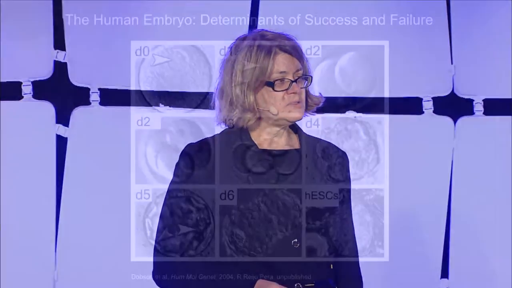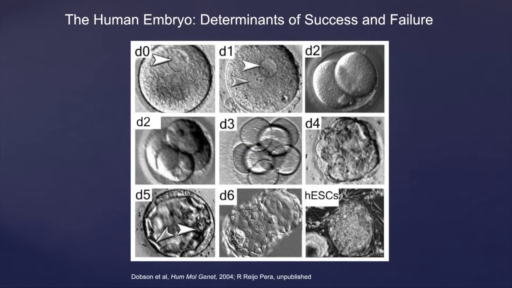So on this slide, you see 9 panels, beginning in the upper left-hand corner with the designation D0. That's a day zero human oocyte or egg. There's an arrow pointing to the maternal pronucleus that carries the maternal chromosomes or maternal DNA. On day one, you can see that this oocyte has been fertilized. A sperm has injected a second pronucleus at the darker arrow, and these two pronuclei, one carrying the paternal DNA and one carrying the maternal DNA, migrate towards each other and fuse.